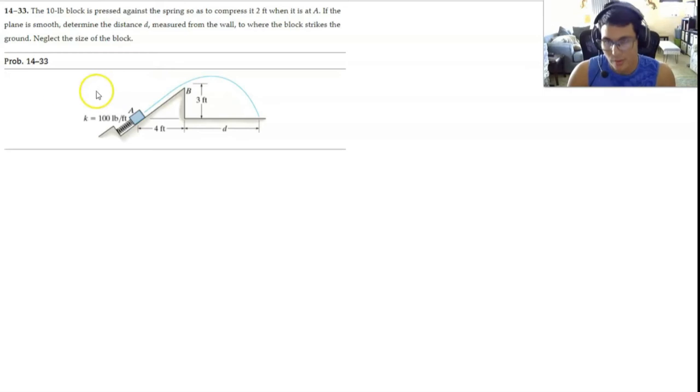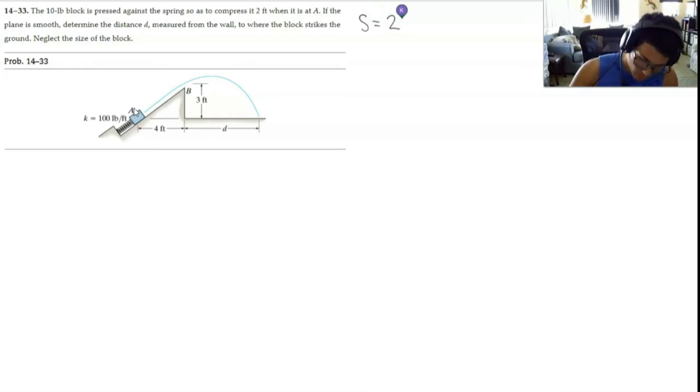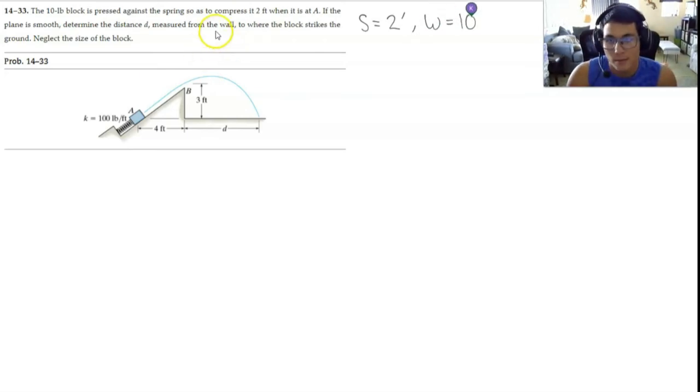So usually when we do these questions, I like to write out all of the knowns. The knowns in this case are what? Well, it gives us the compressed spring, which is one of the most important knowns. We'll write it as s is equal to 2 feet. And we'll write W is equal to 10. And again, this is all in imperial units. That's all it really gives us.